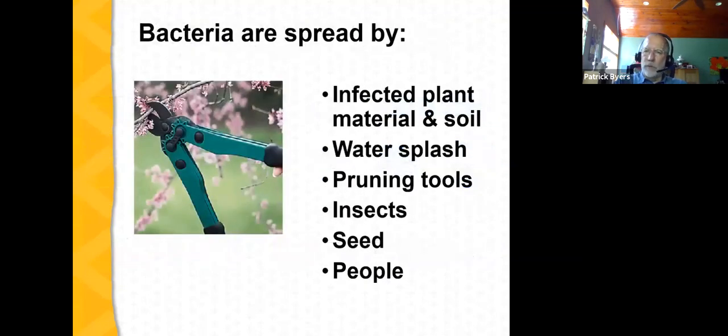How are bacteria spread? Well, they can be spread on infected plant material and soil, water splash, and pruning tools. Particularly if we're using pruning tools as a way to manage diseases, it's important to maintain the sanitation of these pruning tools. Insects can be effective at spreading bacteria, especially pollinating insects. Bacteria are commonly spread on seed, but people are implicated as a vector in many cases for the spread of bacterial diseases, on our hands, on our clothing, on our shoes, and through other interactions between people and plants.